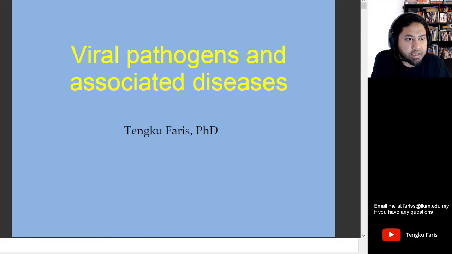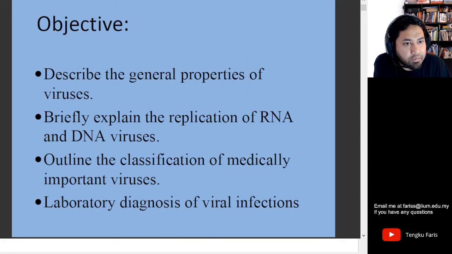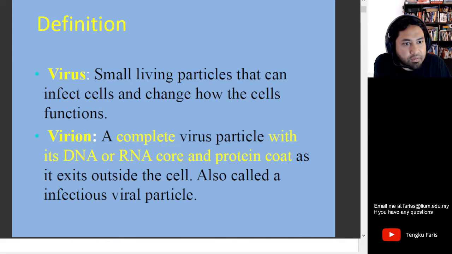This is viral pathogens and associated diseases. We are going to learn about the viruses and some of the disease issues associated with the pathogens. For the objective, we can describe the general properties of the viruses and also explain the replication of these two types of viruses, which are the RNA and also the DNA viruses. I hope you can outline the classification of medically important viruses and some lab diagnosis to detect these viral infections.